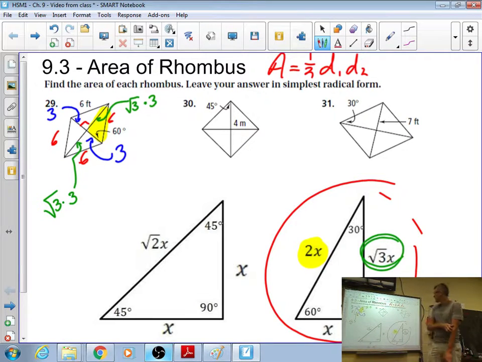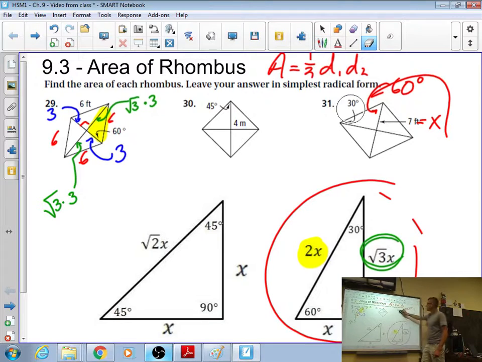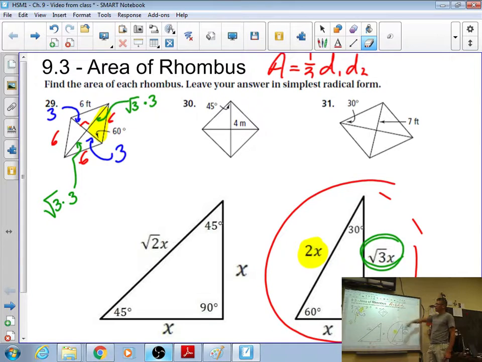So then the other kind is number 30, right? Because 31 is set up the same as 29. It's got a 30 degree angle, so we know that this angle in here is 60 degrees. And I can use the same 30, 60, 90 special right triangle relationship to solve that. I have my short leg, so here, this will be your x value, because it's opposite my 30. And I can work my solution from there.